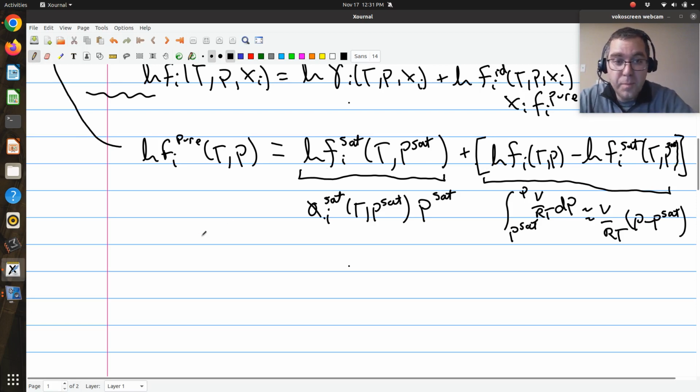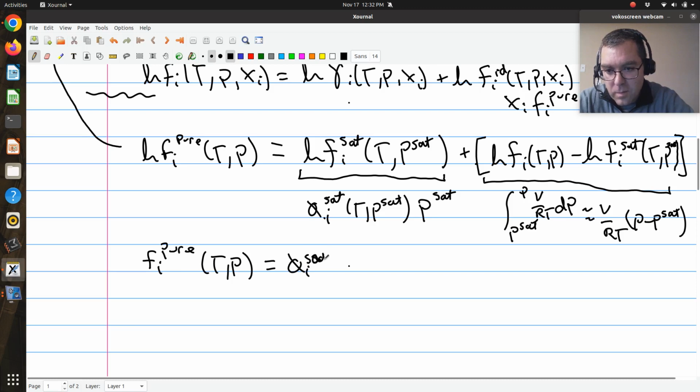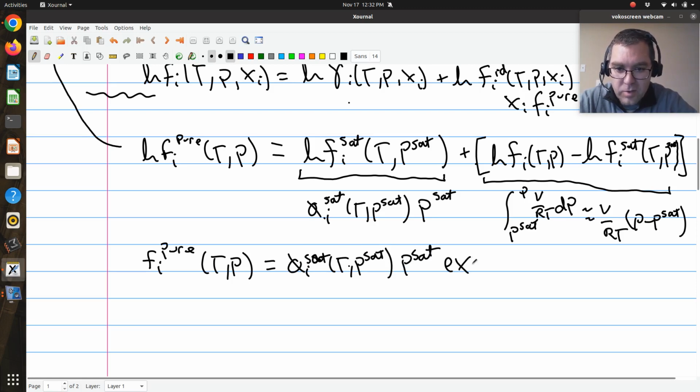Okay, so putting it together then. This is in terms of log fugacity. This is just fugacity. But if I put it together just in terms of f, I'd have the fugacity of component I in my pure component state at T and P is equal to the fugacity coefficient of component I at saturation at T and the corresponding saturation pressure PSAT, times PSAT, times my Poynting correction. Okay, and I'm going to put a functional dependence of T in here because my saturation pressure is, in theory, a function of T.